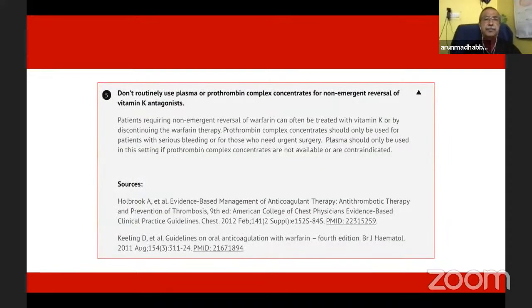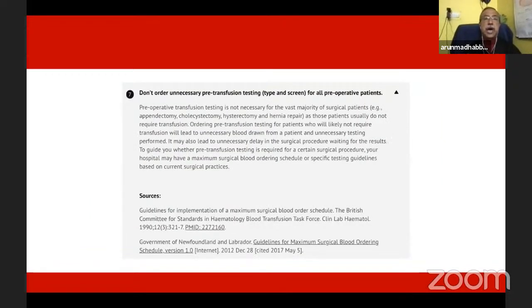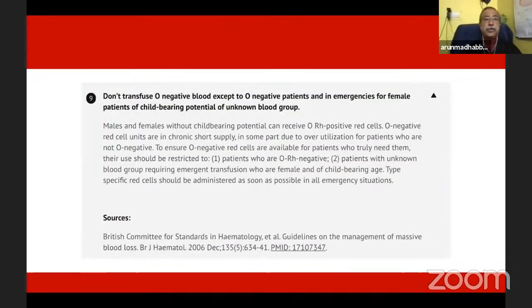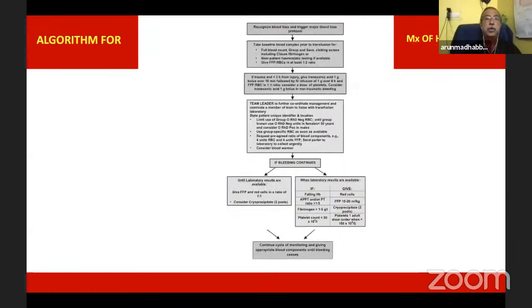Similarly, do not routinely use plasma or even prothrombin complex concentrate for a non-emergent reversal of vitamin K antagonist. Do not order unnecessary pre-transfusion testing as well. Do not routinely order perioperative autologous or even directed blood collection. Do not transfuse O negative blood except to an O negative patient, or in emergency for female patients of childbearing potential of unknown blood group. Those dictums that we used should always be remembered, but it is not necessary that we must follow them very religiously.